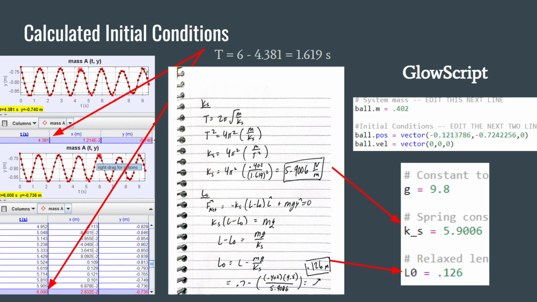All right, so here's our calculated initial positions. So to get the spring constant, we're going to find the time of one period, which is about 1.619. And then using the formula, we can rearrange that to find the spring constant. And then for the resting length, we can use the formula, use the k that we got here, find that it's that. And then we will use that in the GlowScript model.